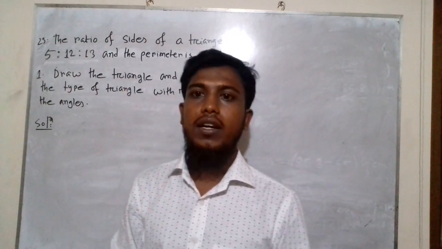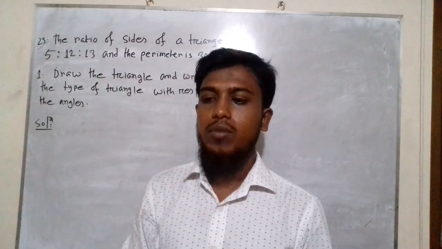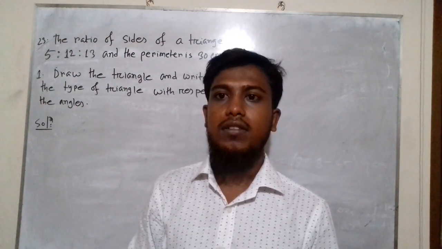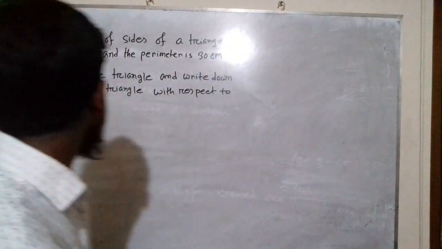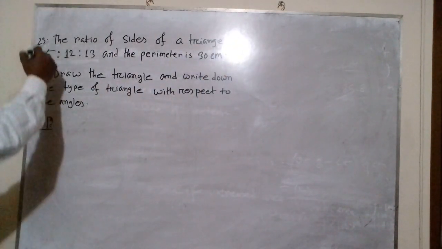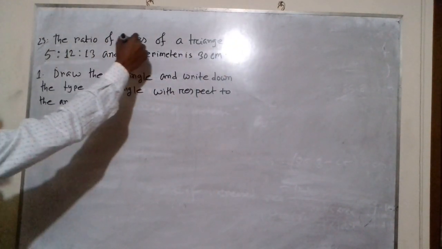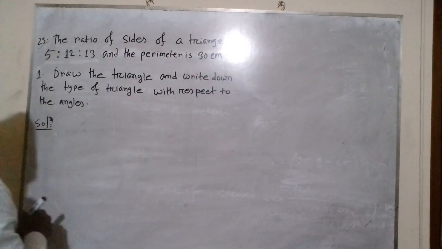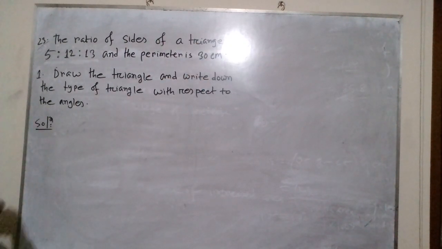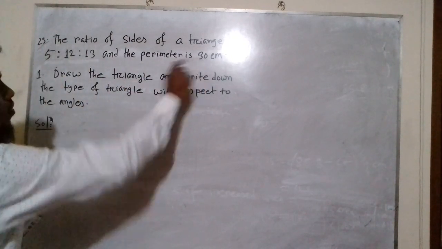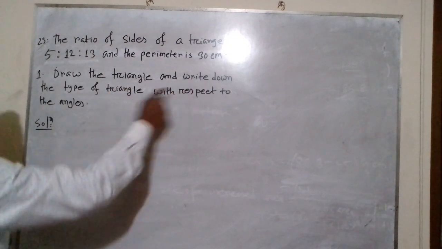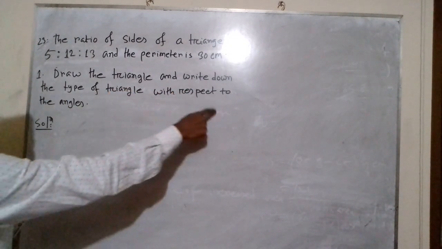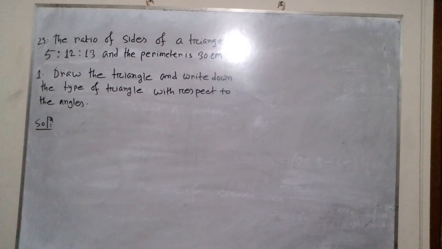Dear student, today I will discuss some important problems of your general math exercise 11.2. So let's start our topic. Problem 23: the ratio of the sides of a triangle is 5:12:13 and the perimeter is 30 centimeter. Number 1, draw the triangle and write down the type of triangle with respect to the angles.